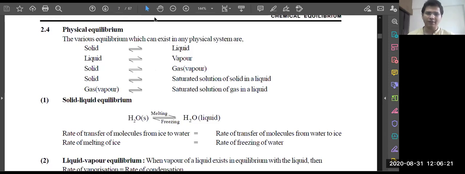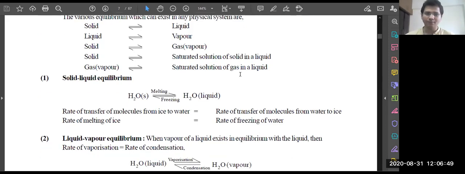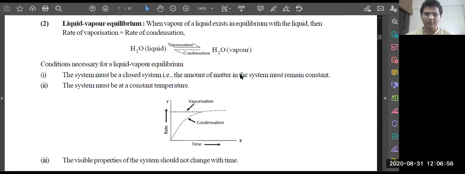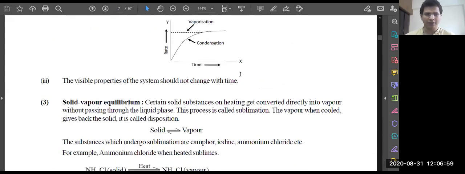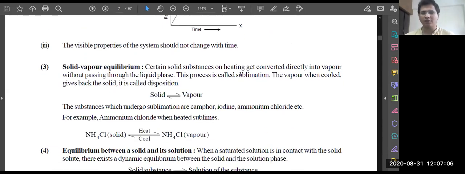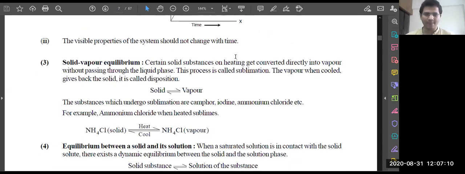Or when we talk about vaporization, in that case also, liquid is in equilibrium with vapor. In case of melting or freezing, liquid is in equilibrium with solid. So I hope this is very clear. We have already studied this in class 10th: physical changes, chemical changes. Again, this is solid phase to vapor phase to solid phase. I hope all of you remember sublimation, condensation, vaporization.